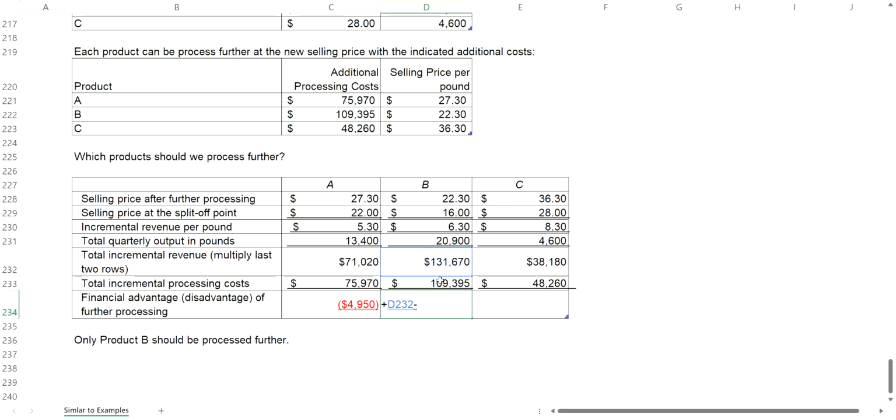For product B, I'll subtract. Product B should be processed further. There's more in incremental revenues than cost. And product C, we should not process further. So only product B should be processed further. Thank you very much.